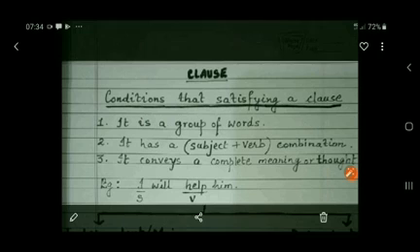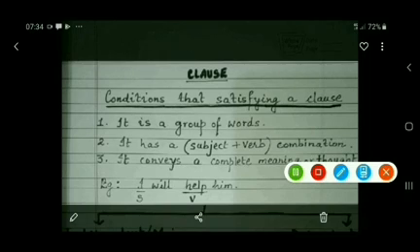Today we'll continue with the English language chapter 1, the sentence. Children, in the last class we studied about the phrase, the clause and the sentence. Now in today's class we discuss more about a clause. I hope you all remember what a clause is. So once again we recall what a clause is.